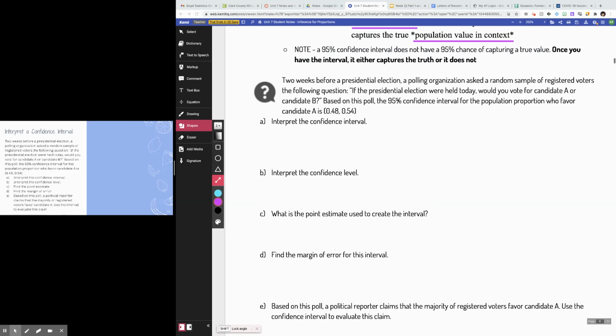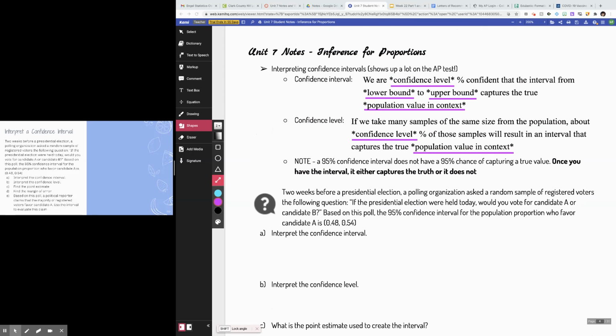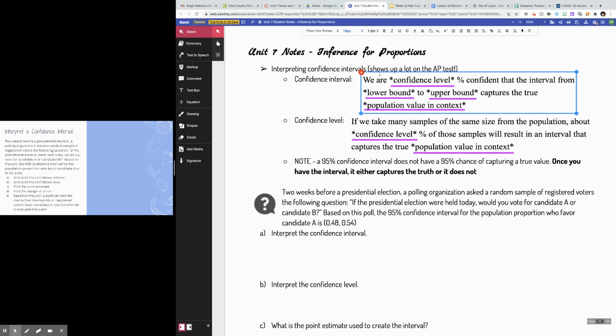Okay. So the first question here is interpret the confidence interval. So what I'm going to do is take my text up here, let's see if this is going to cooperate with me. Oh, no, I don't think it's going to let me copy and paste it. Sad face. I'll have to do it this way.